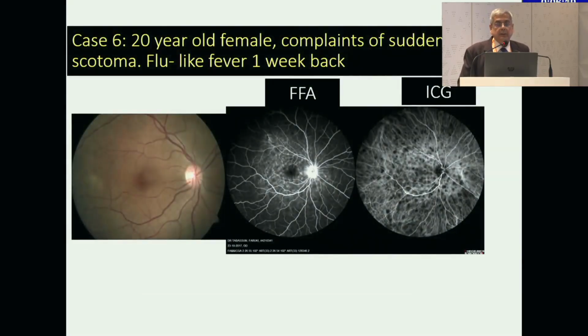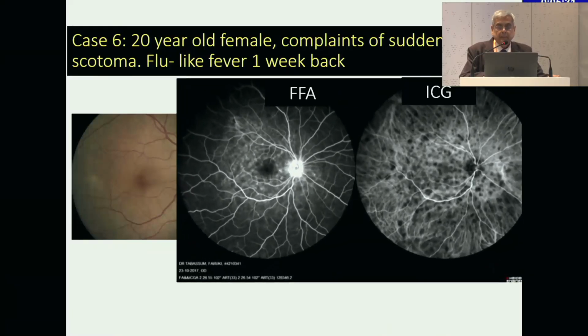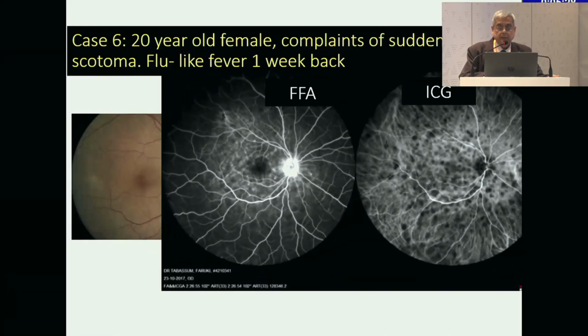This is a 20-year-old female who complained of sudden scotoma, with flu-like fever 1 week back. On fundus examination, you may or may not be able to see the white spots in the retina, and these are evanescent white spots. If you do a fundus fluorescein angiogram, in the early stage itself you will see a wreath-like pattern of hyperfluorescence, and this will help you make a diagnosis of multiple evanescent white dot syndrome. ICG can supplement the diagnosis. And this is a picture of fundus fluorescein angiogram and corresponding ICG.